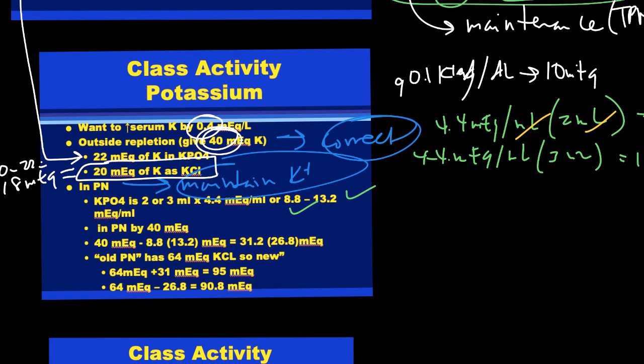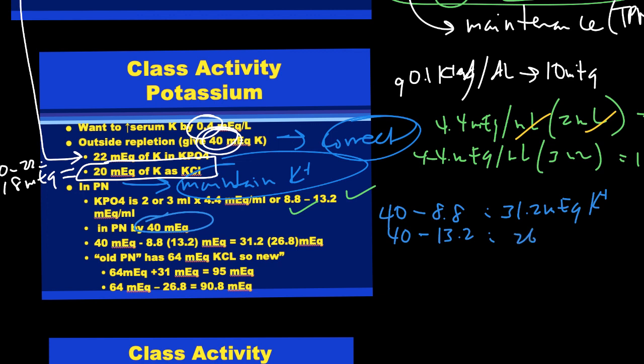So how much more potassium do you need to give? You know that we said that to correct him, you have to give him 40 milliequivalents of potassium. So what's your maintenance dose? We're going to keep him at 40. So we're giving him either 8.8 or, I think, 13.2. That leaves you with 31.2 milliequivalents of potassium left to give, or that leaves you with 26.8 milliequivalents of potassium left to give.